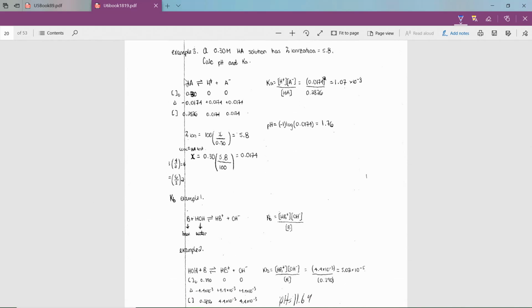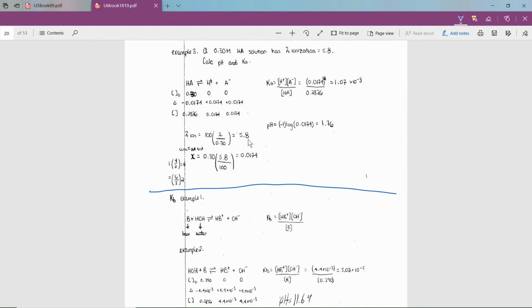So we have example 3, a 0.3 molar HA solution. They tell you the percent ionization, so this one's a bit more exciting. It's 5.8%. We want to calculate the pH and the Ka. So how are we going to do that? My HA starts at 0.3. Now how do I get everything else?